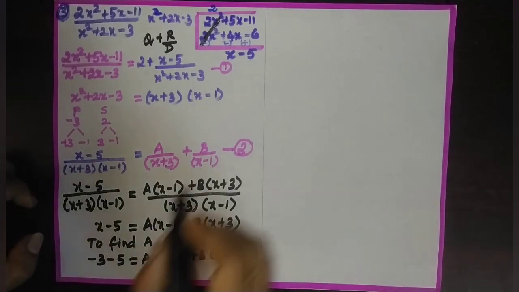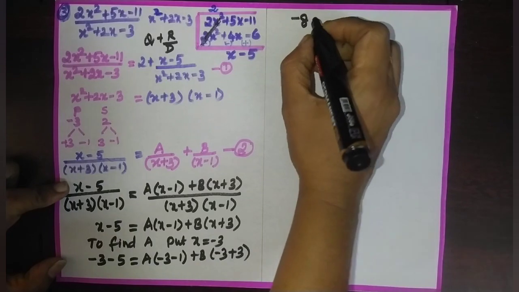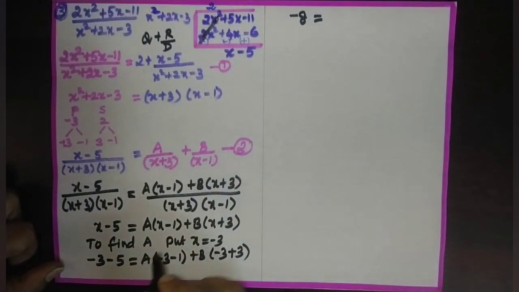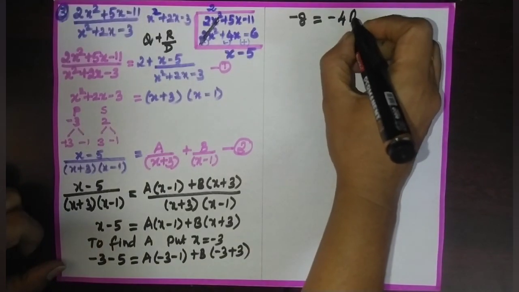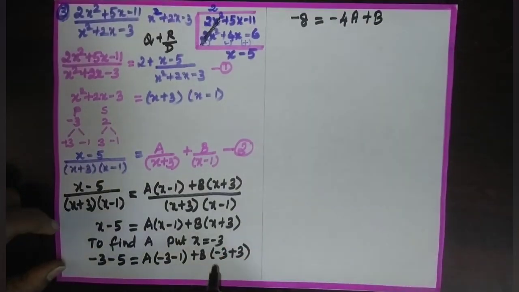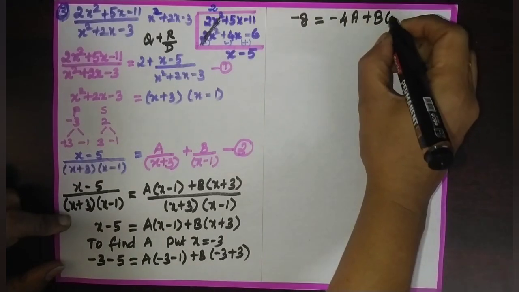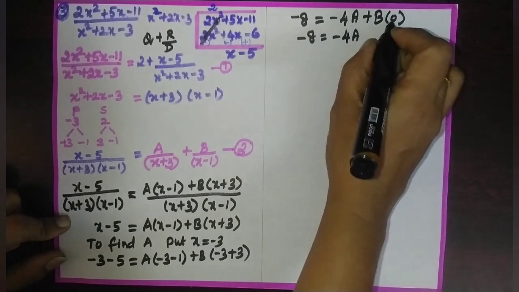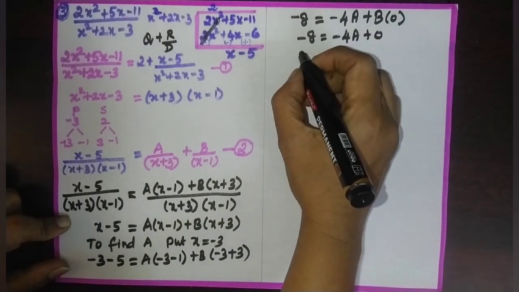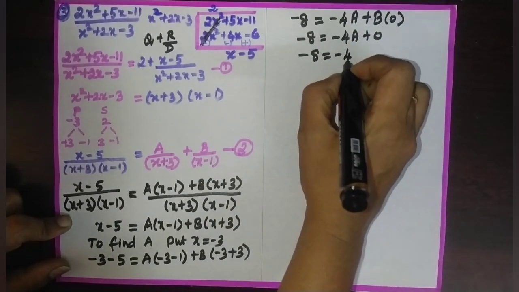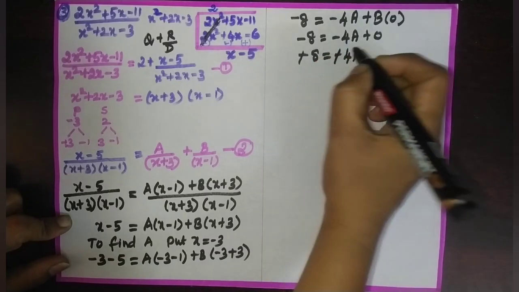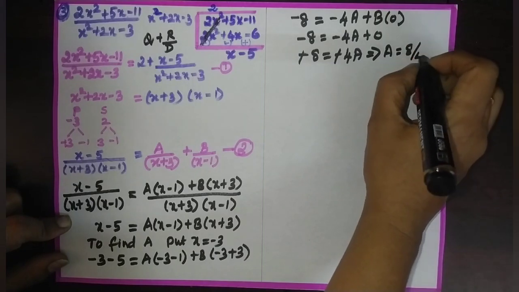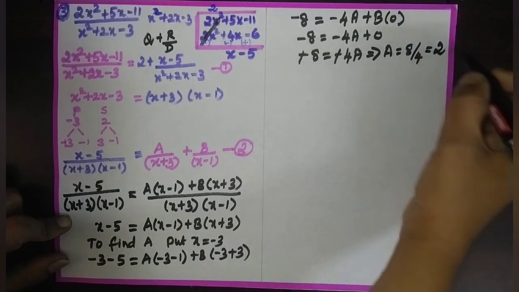Minus 3 minus 5 is minus 8 is equal to minus 3 minus 1 is minus 4. Minus 4 into a is minus 4a plus b. Minus 3 plus 3 is 0. b into 0 is 0. So minus 8 equal to minus 4a. Both the side minus sign will be cancelled, which gives a equal to 8 by 4. 8 divided by 4 is 2.